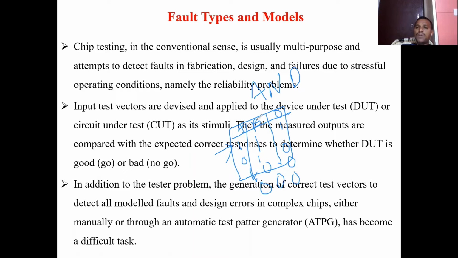Okay, so first I will apply these inputs. So A is equal to 1 and B is equal to 1. I will observe the output. If the output I got is 1, I will compare that output with the known values or the expected correct outputs. If the obtained output is the same as the expected output, then we can say that our design is correct, or our device under test is correct. Like that we will perform the testing here.